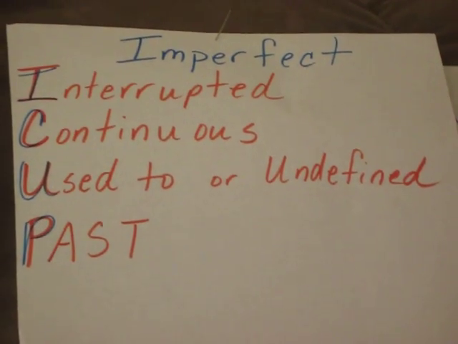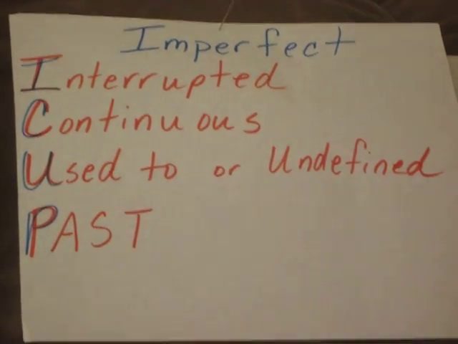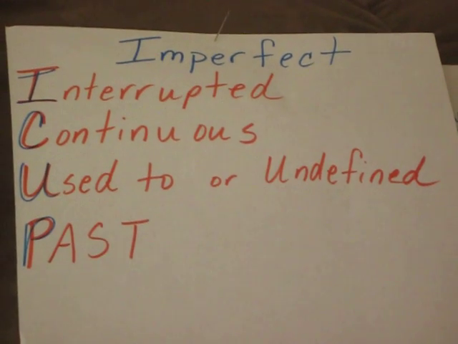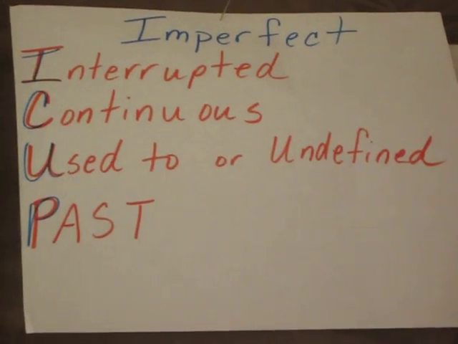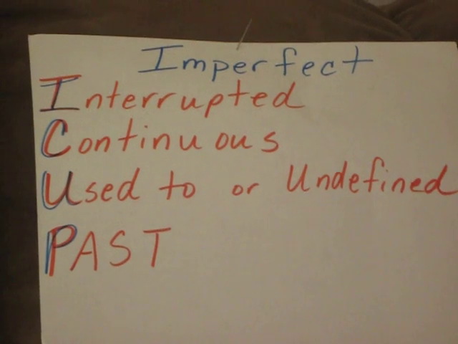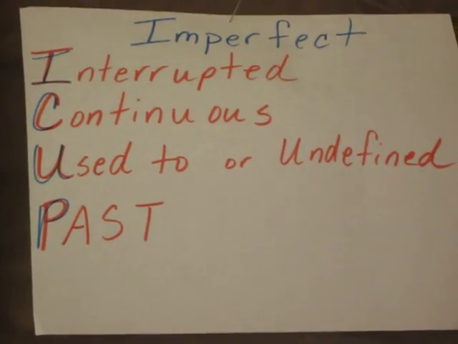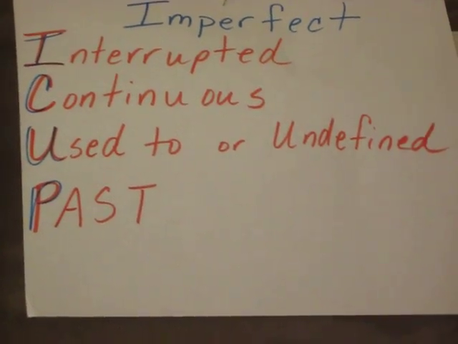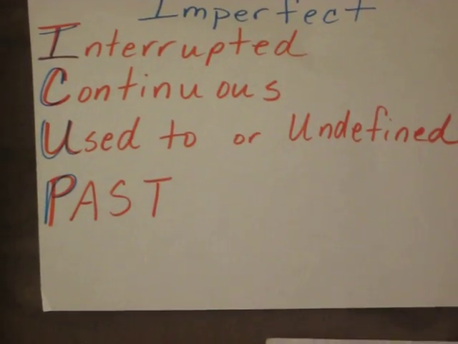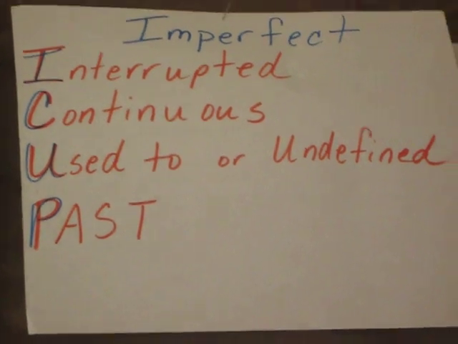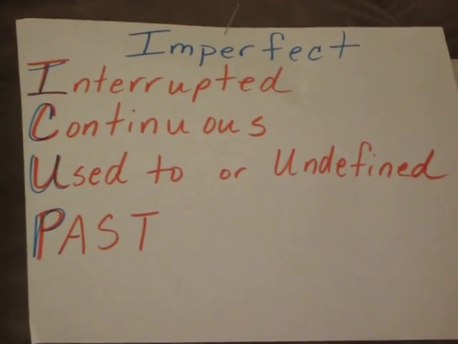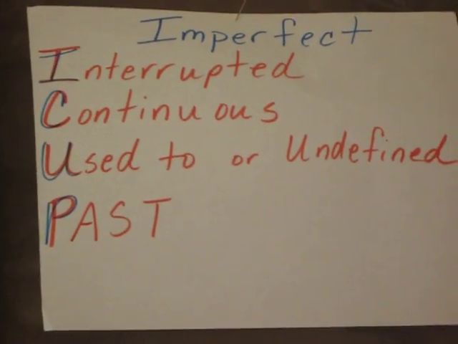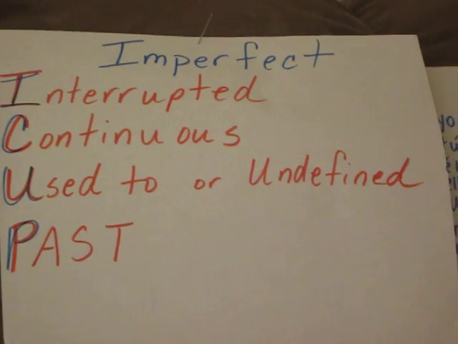The other U for ICUP is something that's undefined. Like, once upon a time there was a girl. So you'll see that a lot in fairy tales. And finally, they're all in the past. So you use the imperfect when you have an interrupted action, a continuous action, something you used to do, or something that is undefined in the past. Okay? Remember, ICUP. No, I don't really, but that's how you remember the imperfect.